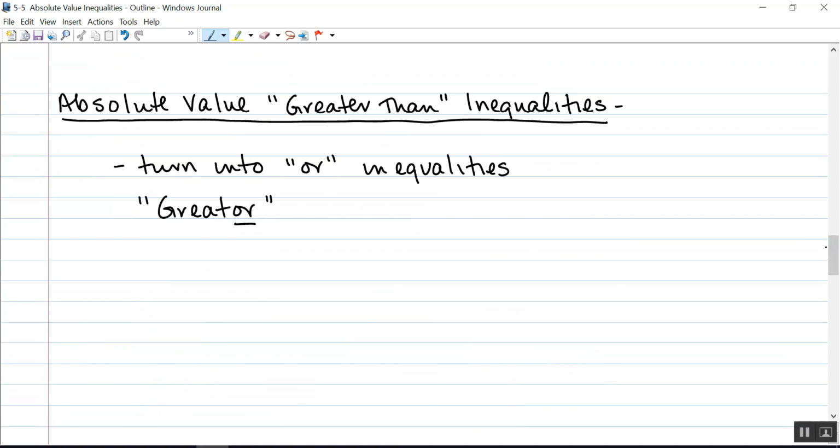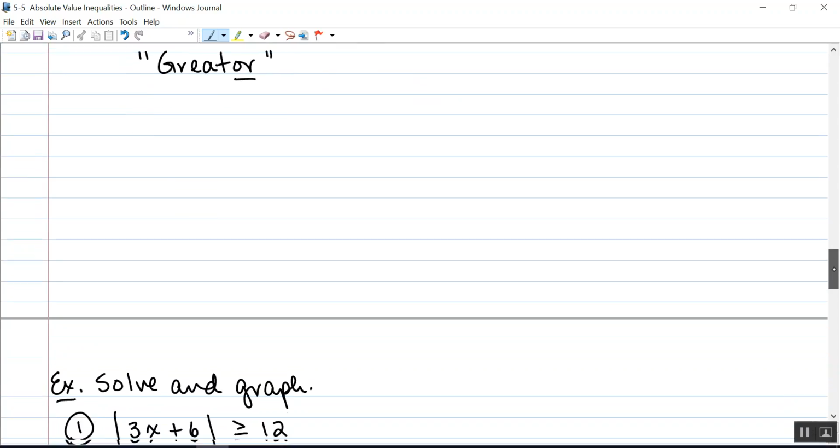Now, the second type of absolute value inequality we're going to have is a greater than. These are going to turn into or inequalities. And the way I remember that is it's a greater. So I'm going to take my absolute value and write it as a compound or inequality. Let's take a look at a couple examples here.